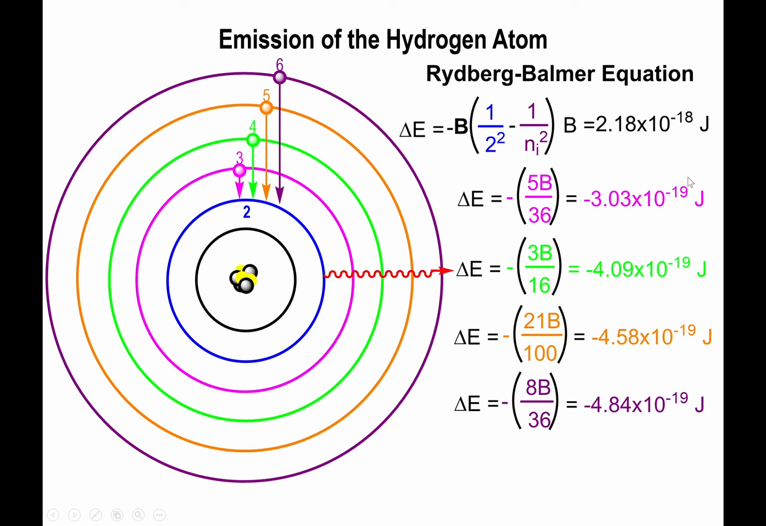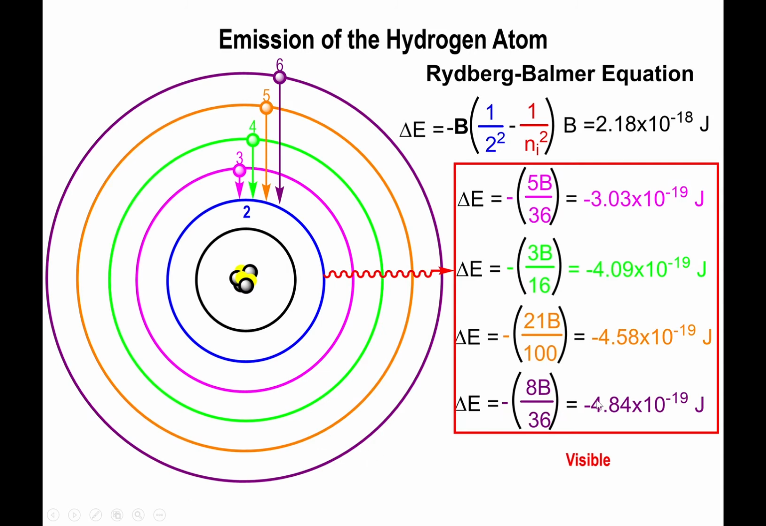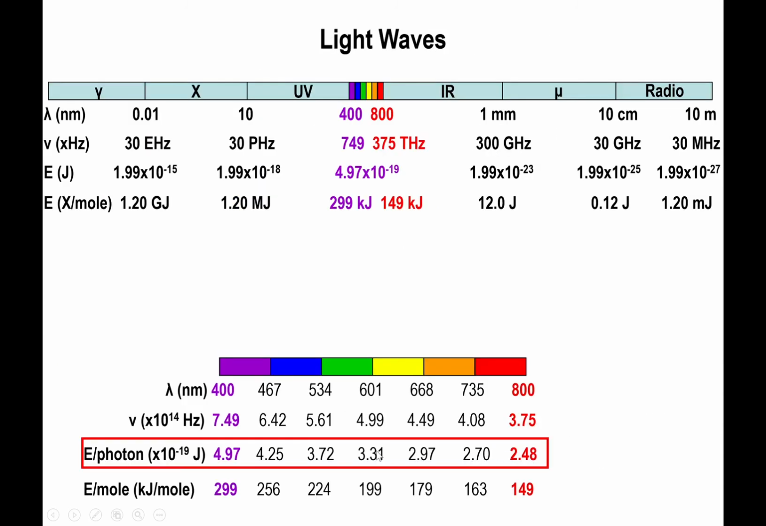And all of them, notice, have an exponent of 10 to the negative 19, starting at about 3, ending at about 4.8. And if you look at the spectrum, starting at about 3 and ending at about 4.8, times 10 to the negative 19, that basically falls within the visible spectrum. So decaying electrons for hydrogen from higher energy levels down to the second energy level produce light that is visible to us.